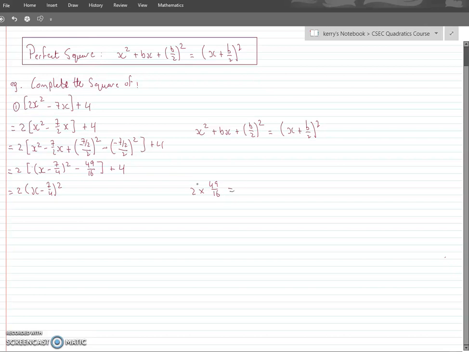Remember, the 2 and the 16 will cancel because this is technically 2 over 1 times 49 over 16, which will give us 49 over 8. So this number becomes minus 49 over 8 plus 4.